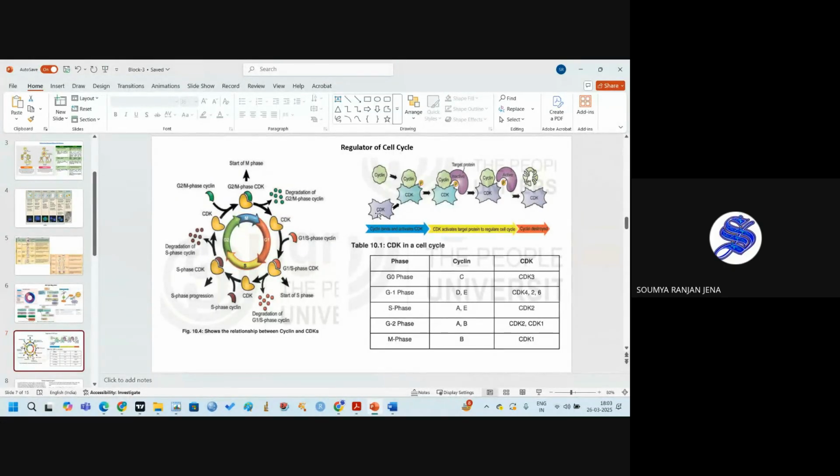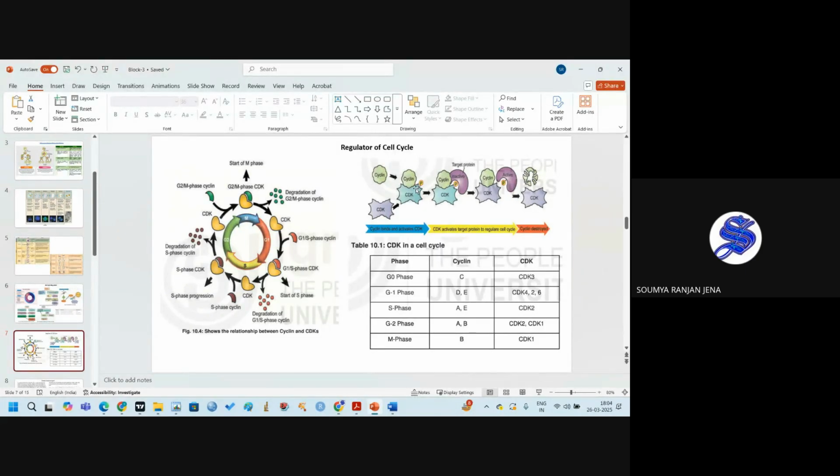This cyclin and CDK both bind together to form a cyclin CDK complex, and CDK means cyclin dependent kinase. This protein totally depends on cyclin. If cyclin does not bind to the CDK, then G1 to S will not occur, or S to G2 will not occur, or G2 to M will not occur. So this CDK and cyclin complex is very, very important.